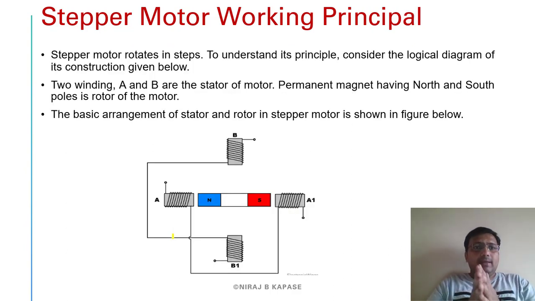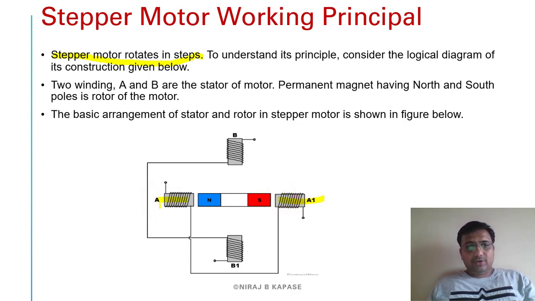Okay, so again, working principle: a stepper motor rotates in steps. A very important thing about the stepper motor is that it rotates in steps. To understand its principle, consider the logical diagram of its construction given below. So there are four coils. Coil A is available here, coil A1. Starting from coil A to A1, current will flow from this side to this side, and here it is coil B and B1. So current will flow from this and come out from here. Both the coils are not connected.